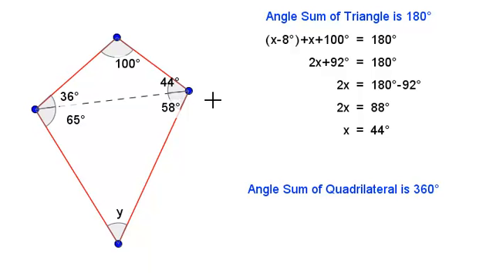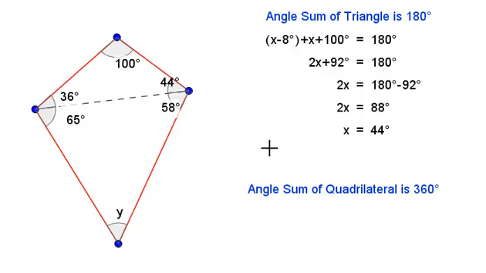Now we can work out the y value because we've worked out the x value. We have two options here. We can either look at this as a separate triangle again like we did before, or now we can look at the whole thing as a big quadrilateral. So we'll do the second option so that we've just covered both ways.